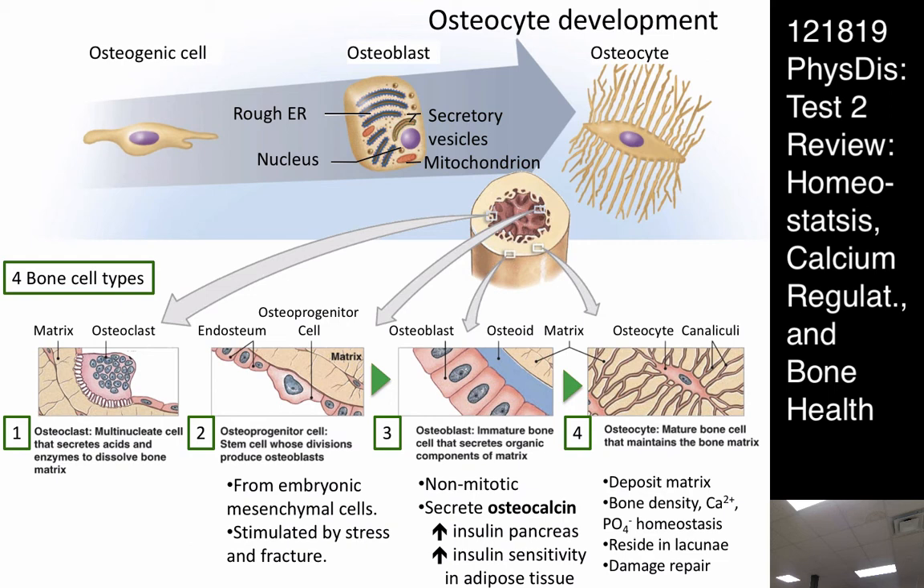And then the other category of cells, it's really a lineage of cells. The first of them is these osteoprogenitors. Osteoprogenitor cells are activated by stress on the bone, like weight bearing or impact, that kind of thing. If you hurt a bone, it's going to stimulate the osteoprogenitor cells to divide.